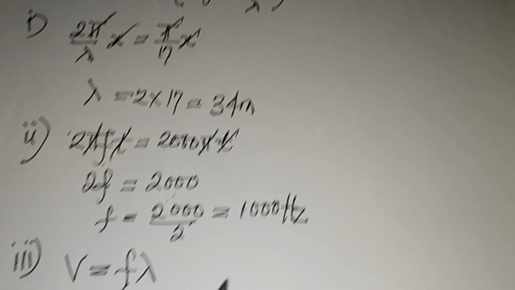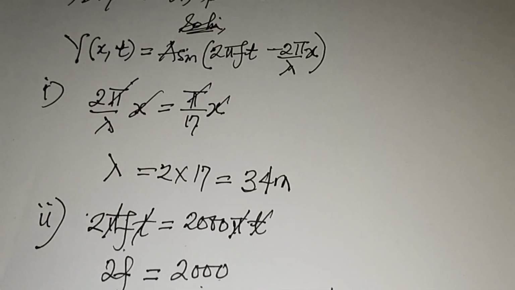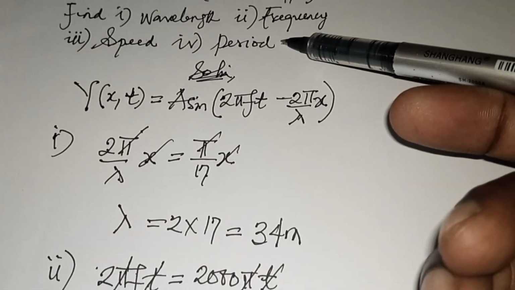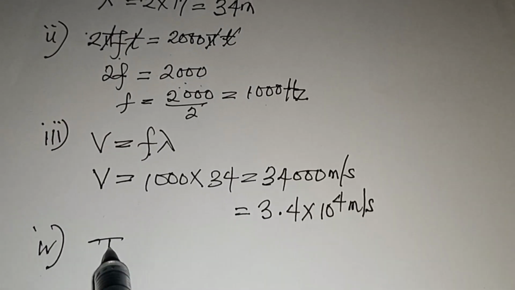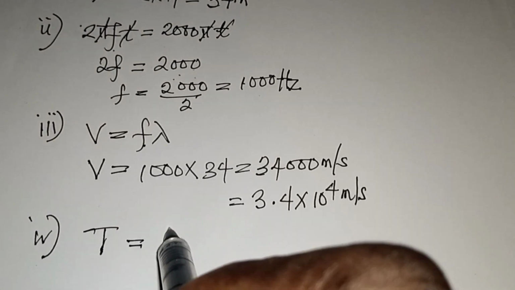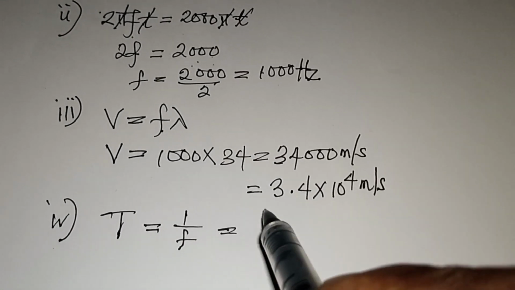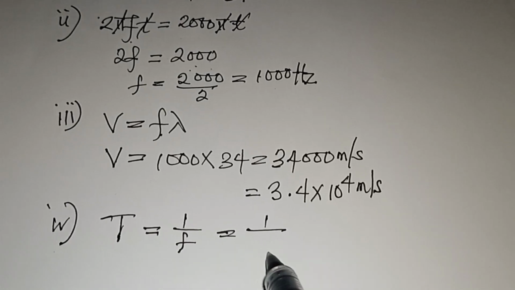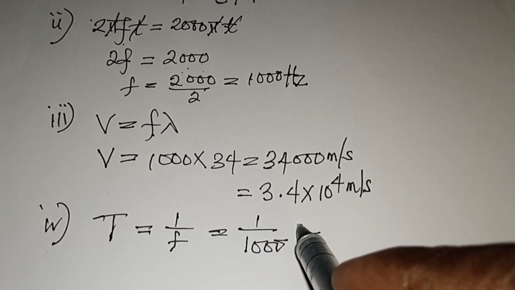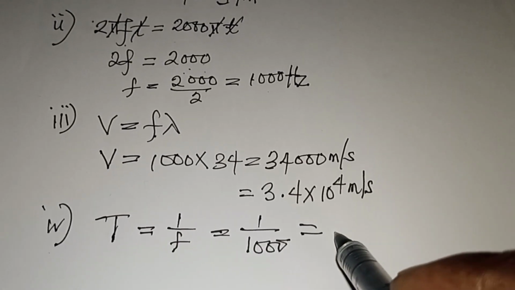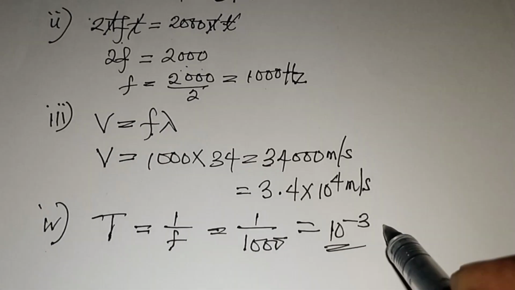So the last one is the period. We are asked to find the period. We usually use capital letter T to symbolize the period, and it's always the inverse of the frequency. That's one of the formulas too. So we have T equals 1 over the frequency. We have the frequency to be 1000. The inverse of 1000 is 10 to the power of minus 3, because we have 3 zeros here, and the unit is seconds.